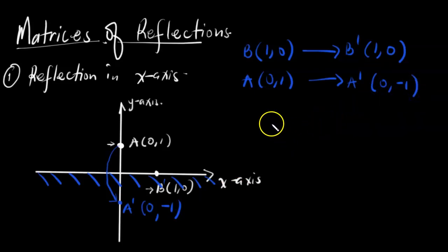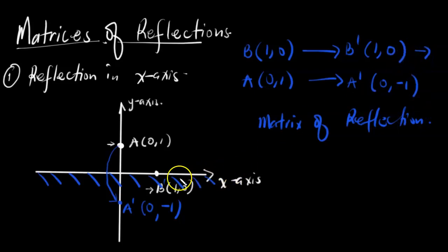So what is our matrix of reflection? The matrix of reflection in the x-axis is going to be these points here written in vector form. We always start with this point on the x-axis. So its image was 1, 0. So we just write them in vector form, 1, 0. And the next point, 0, 1, is reflected to 0, negative 1. And this is going to be the matrix of reflection in the x-axis.